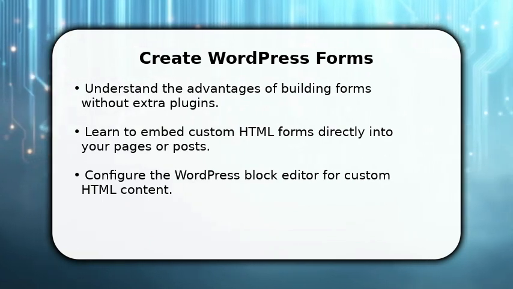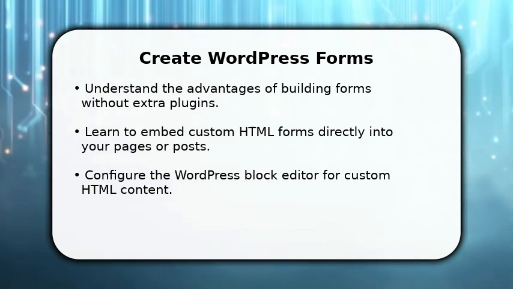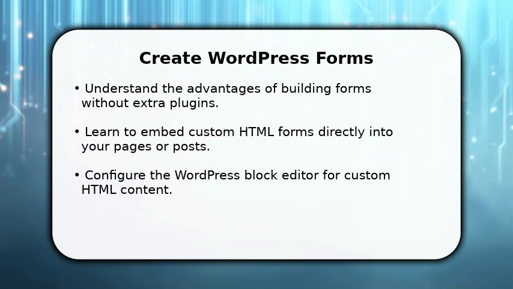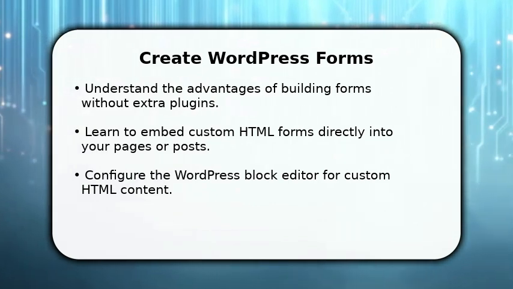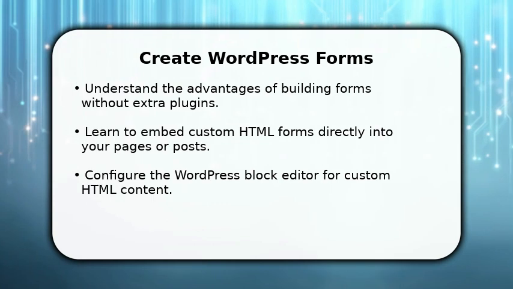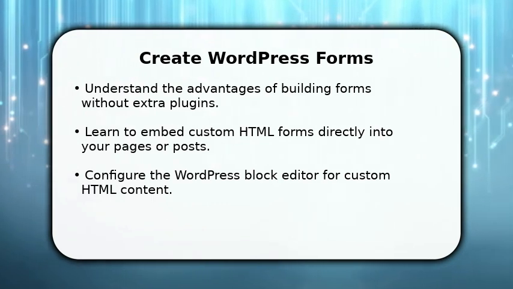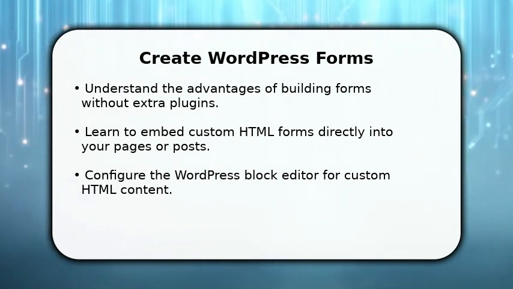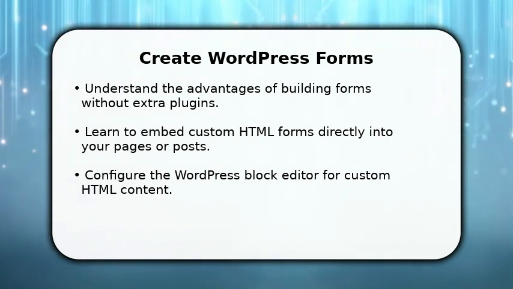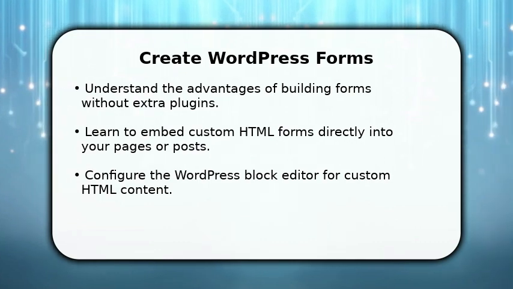First, navigate to your desired page or post in the WordPress editor. Then, add a custom HTML block. This block is where you will paste your form's code. This approach gives you complete flexibility over your form's structure and appearance, saving you from relying on third-party tools.